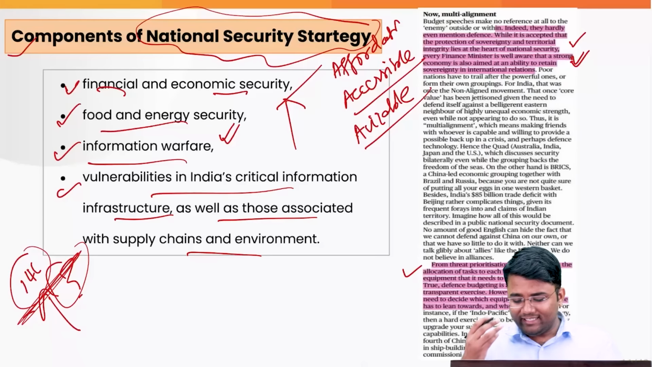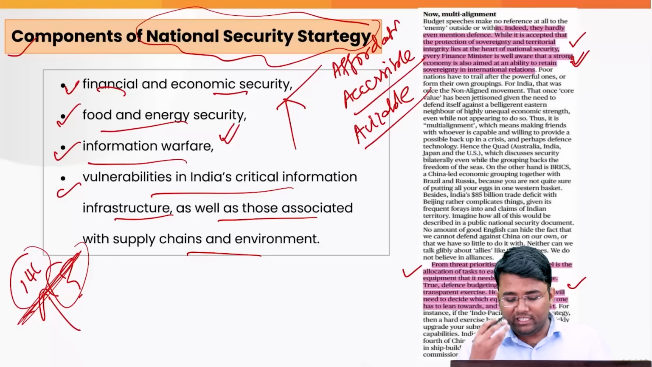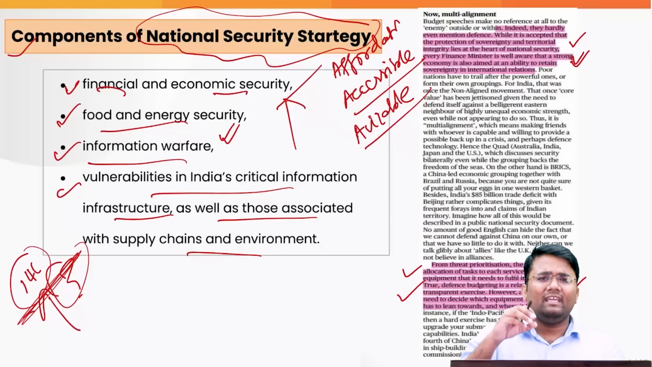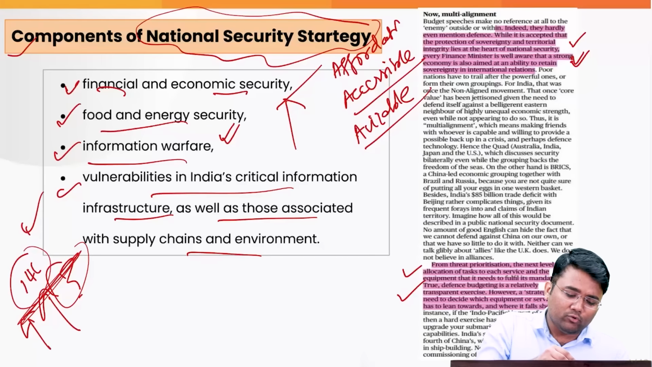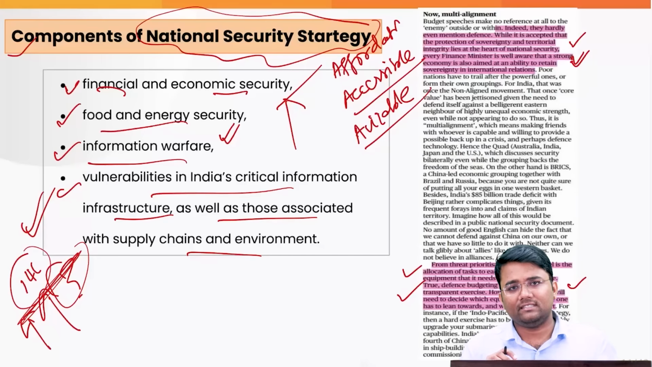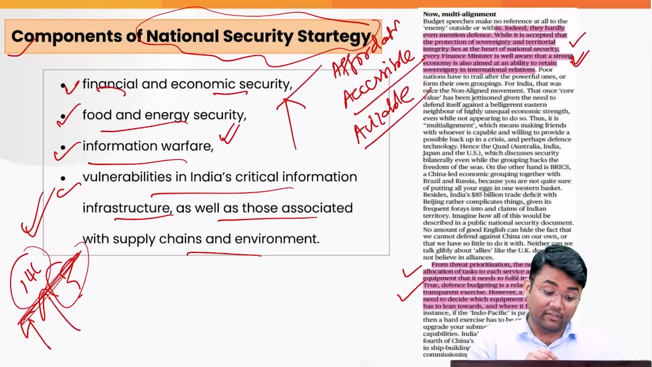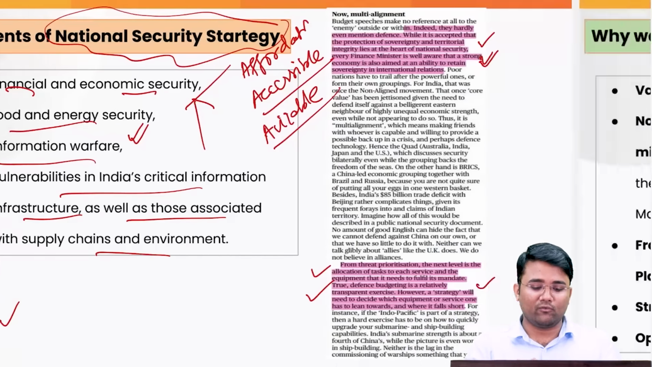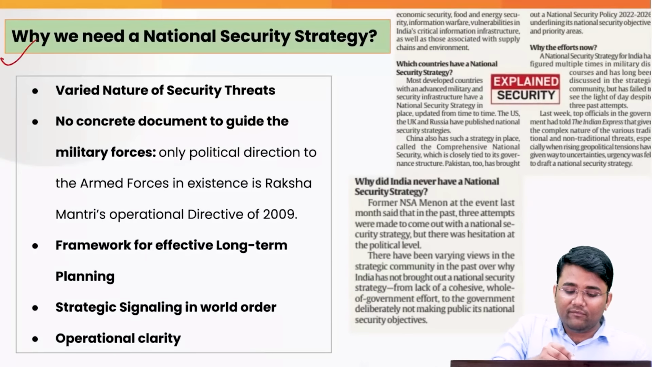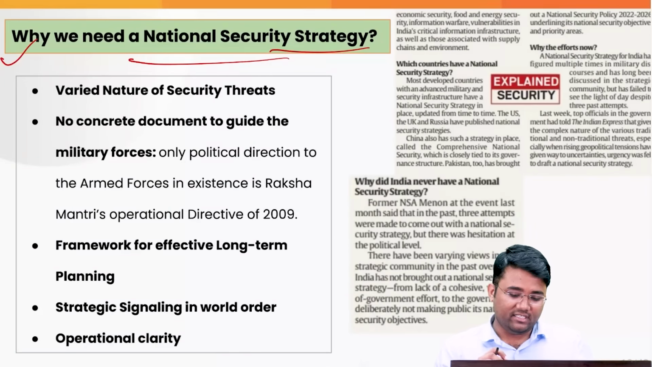Also, from threat prioritization, the next level is allocation of tasks to each service and the equipment that it needs to fulfill its mandate. True defense budgeting is a relatively transparent exercise. It means that if we are ensuring the accountability of any one particular agency, have we given them proper equipment and proper resources to tackle that particular issue or not? If not, then we will have to allocate them proper resources also. So the national security strategy will look for all these issues. So why do we need this national security strategy?